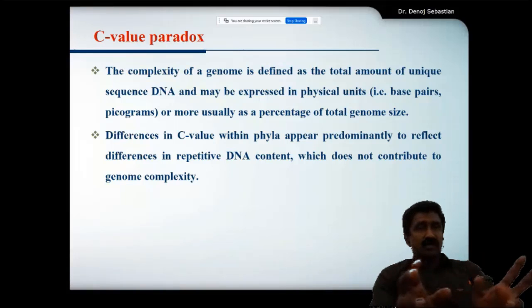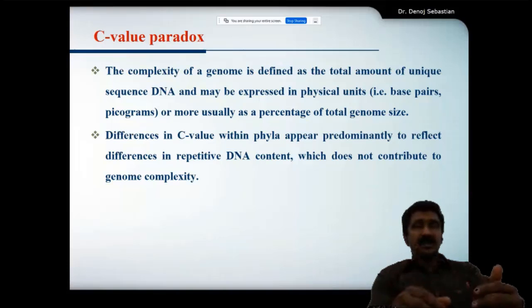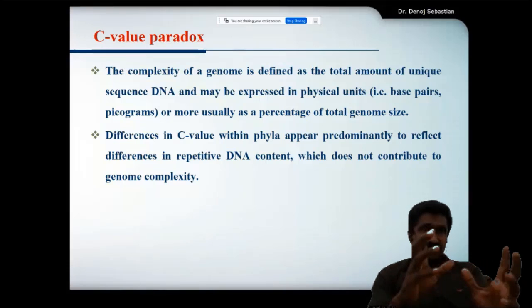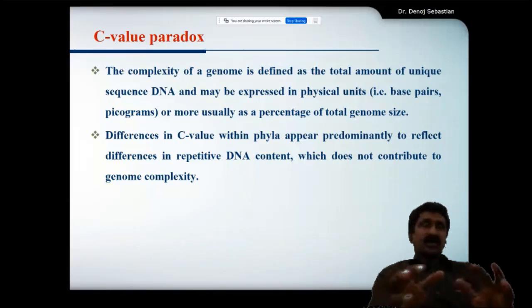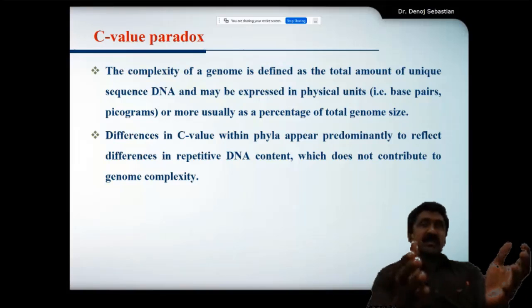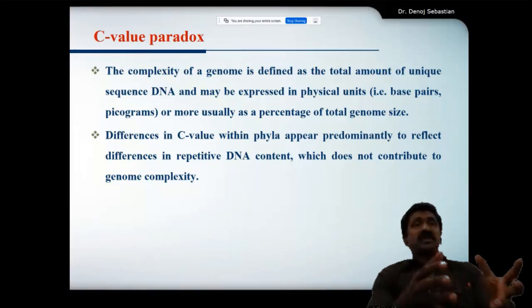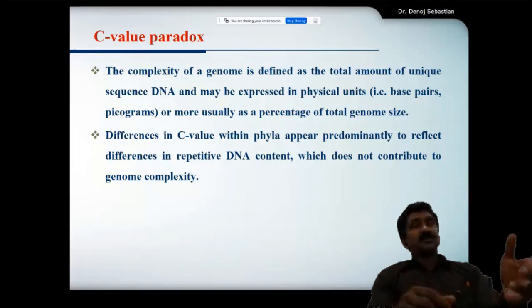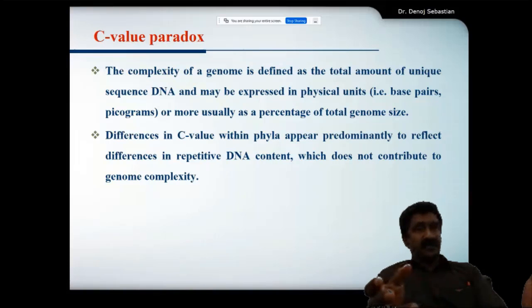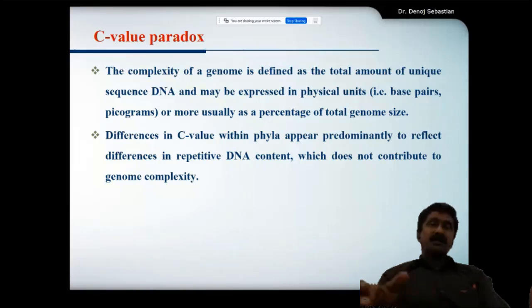So that's what we are going to summarize: the difference in the C-value within the same phyla is actually attributed mainly to the repetitive DNA content and other non-coding regions which are present. Within the same phyla, usually all of the other parameters will be the same, but still the repetitive DNA content can be much higher in some members. So that difference may be attributed to repetitive DNA content, and it will also cause a difference in the overall C-value of the members within the same phyla.